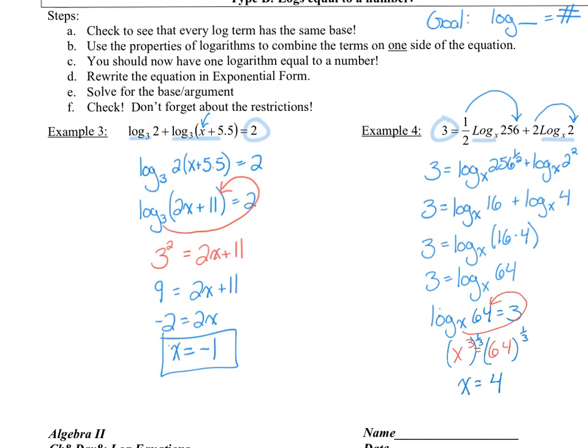Also, one stipulation is that your bases can't be 0 or negative, so you still want to check to make sure that what you got for x doesn't make the base 0 or negative. In this case, it doesn't, because it's a positive number. So 4 is our answer.